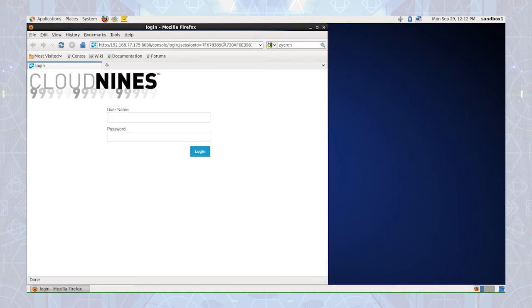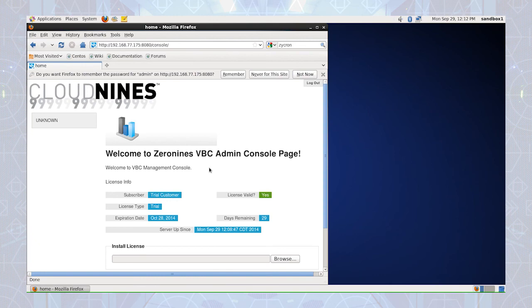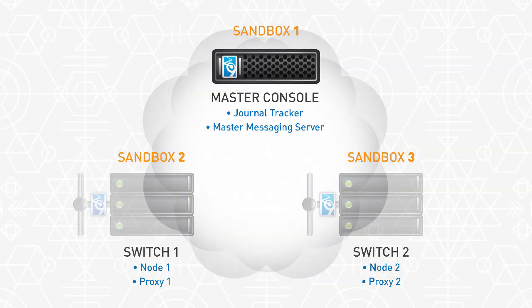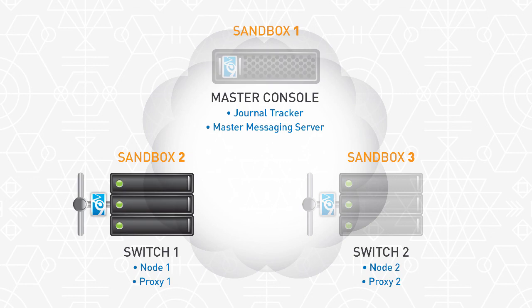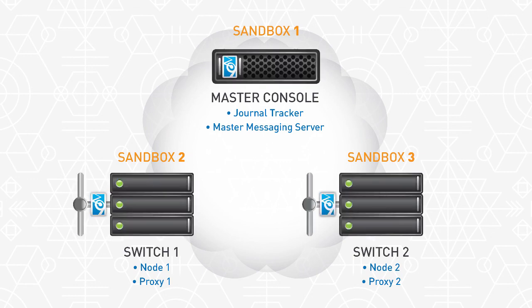We are then presented the Cloud9's login page, and we use the default user and password to gain access. We are now presented the ZeroNines admin console page, assuring that the software is operational. In conclusion, we have just established the foundational component of the always available software configuration, the Master Console. Additional videos are available to assist you with installing the software components of Sandbox 2 and Sandbox 3, which will complete the always available standard configuration.